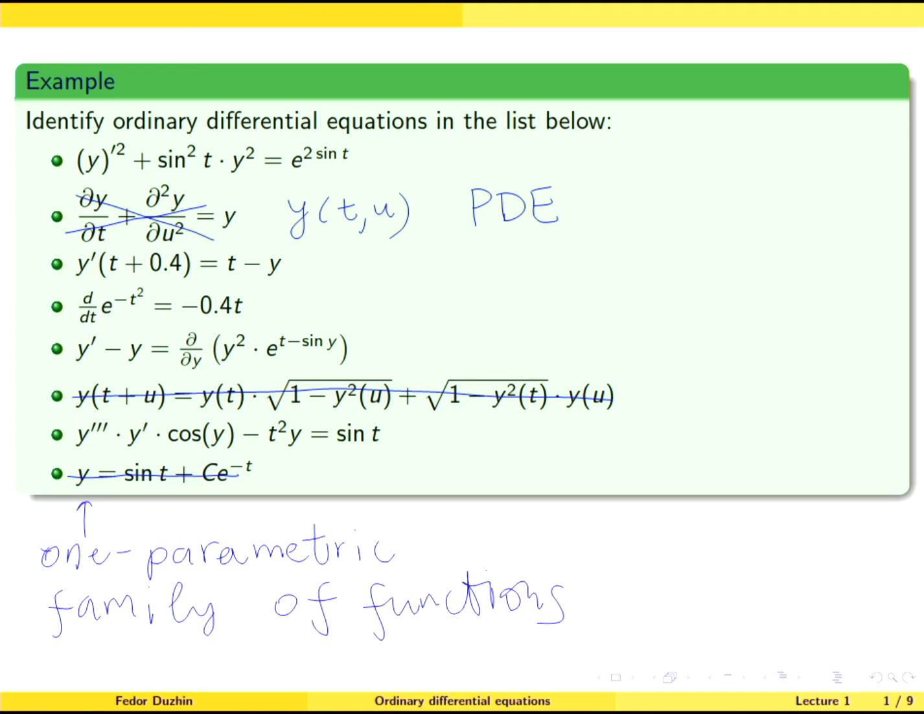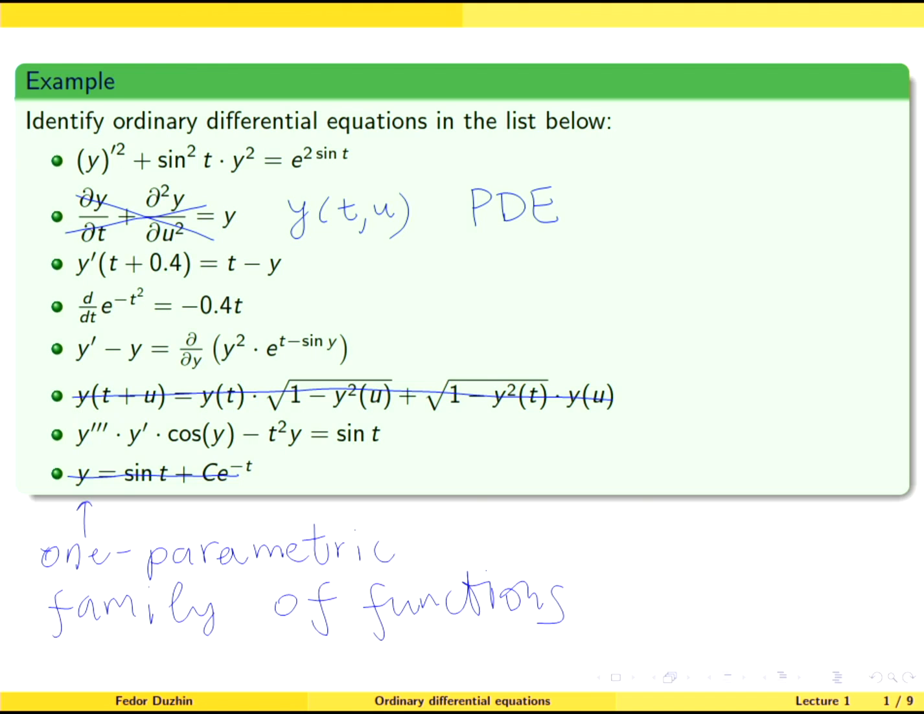So remember that an ordinary differential equation involves consecutive derivatives of an unknown function, but with respect to just one independent variable.